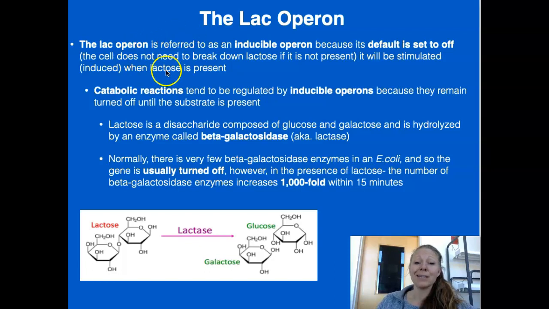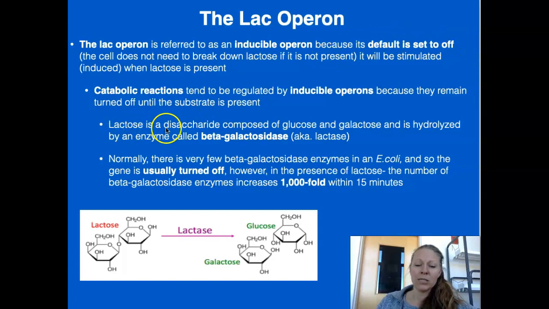The cell does not need to break down lactose if it's not present. So it will be stimulated when lactose is present. This is true for most catabolic reactions. When we need to build an enzyme to break down a substance, we only want to build that enzyme when the substance is present. So we don't want to build lactase if there's no lactose present. So therefore, the default is set to off.